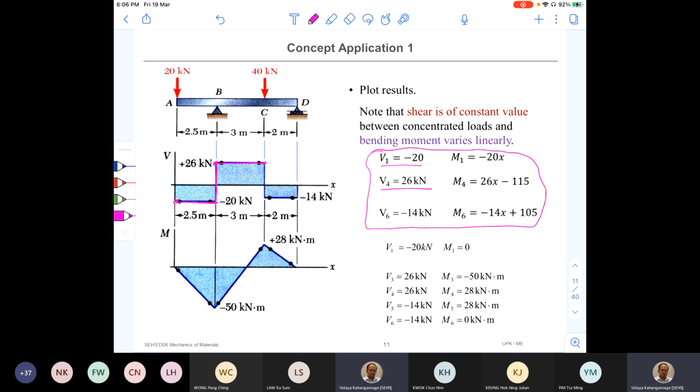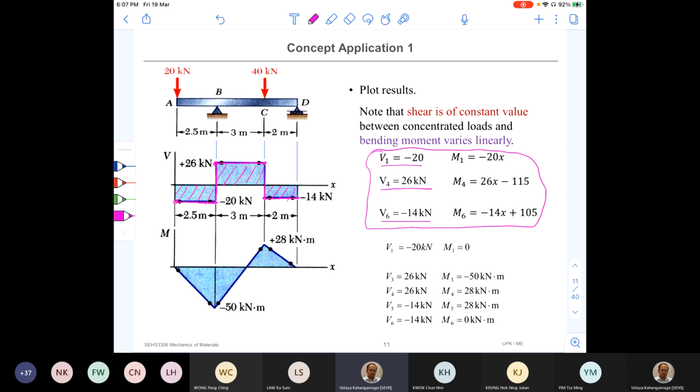And from C to D, this is the function. That means at point C, it becomes negative 14 again. So this is the point. So it jumped down and it remains negative 14 up to point D. So this is the shear force diagram. The hashed area is the area under the curve.